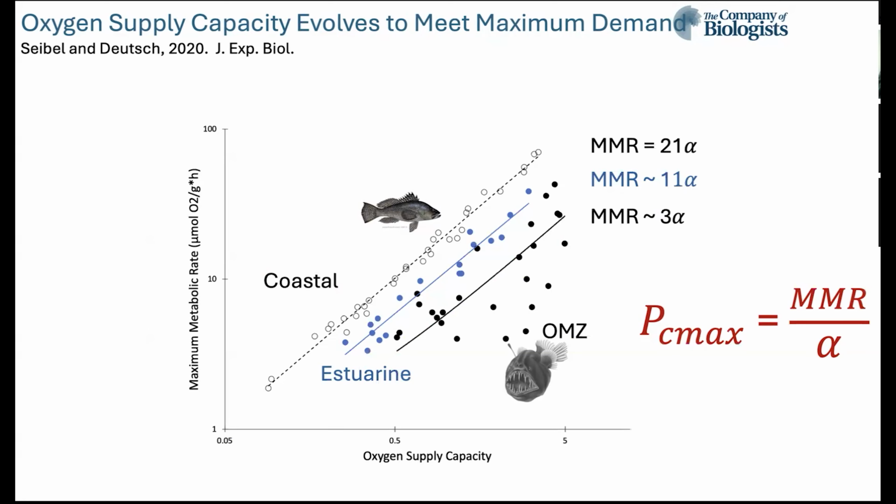For estuarine species that live in variable but lower oxygen, the average is around 11. The slope of this line is about 11. So until oxygen drops to about 11 kilopascals, or half saturation, estuarine species don't care about oxygen. They have the same aerobic scope and maximum metabolic rate until oxygen drops below about half saturation. For some of these deep oxygen minimum zone species, they're not bothered by oxygen until it drops to about 3 or 4 kilopascals.